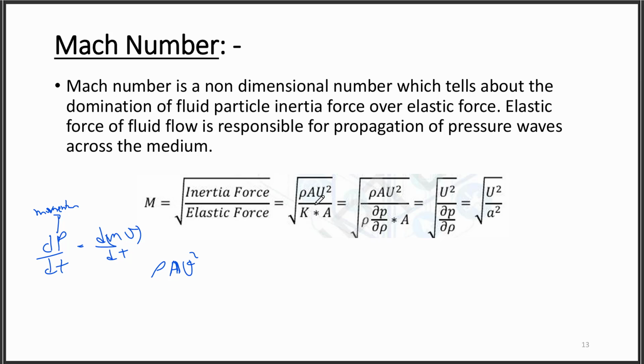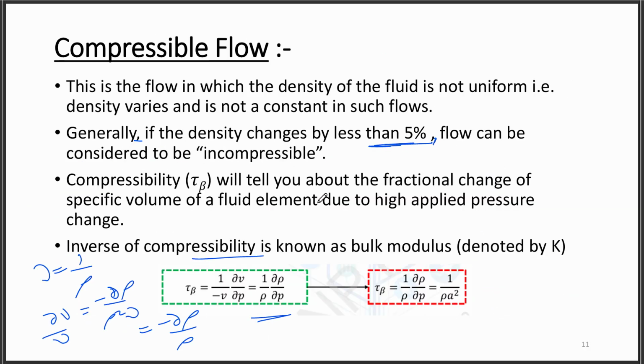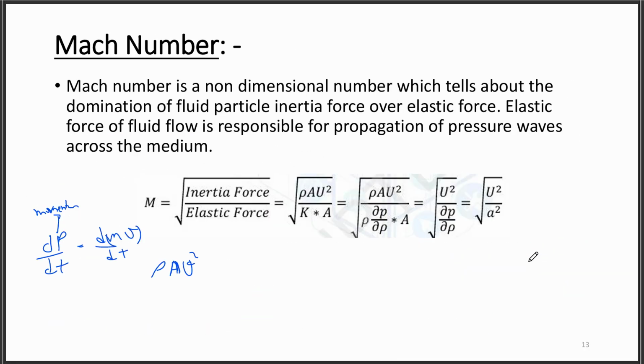So rho A u square, and elastic force is nothing but K into A. K is the bulk modulus, which is given by rho dou p upon dou rho. So this rho will cancel, A will cancel, and this dou p upon dou rho is nothing but a square. So we'll get u upon a. So Mach number is given by u upon a, where a is the speed of sound.